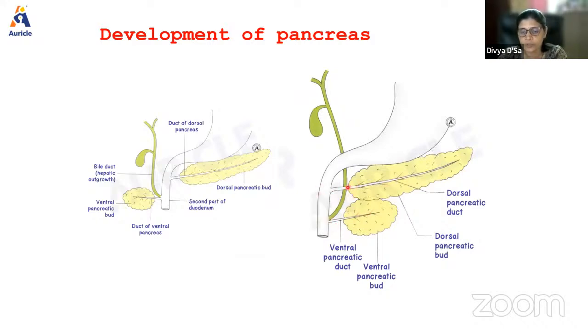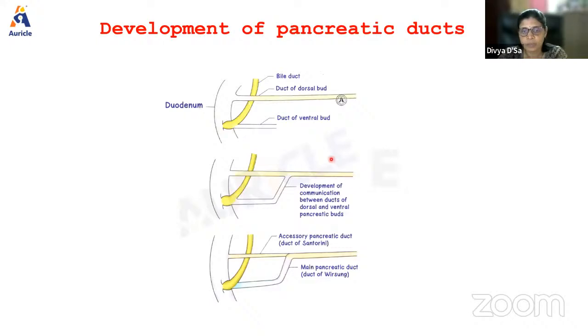Once both the ventral and the dorsal bud fuse, there will be a communication between the duct of the dorsal bud and the duct of the ventral bud. The distal portion of the duct of the dorsal bud, the communicating part, as well as the proximal portion of the duct of the ventral bud, together form the major pancreatic duct, which we call the duct of Wirsung. The proximal portion of the dorsal duct remains as the minor pancreatic duct, or duct of Santorini.